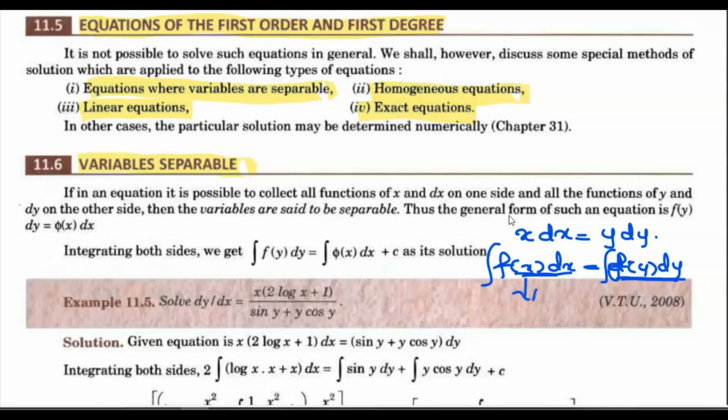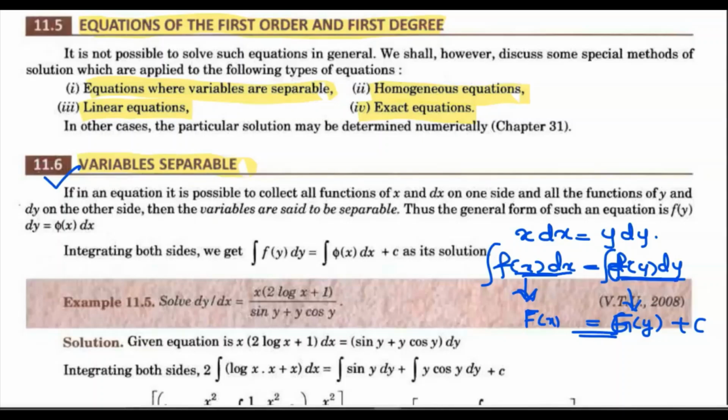This gives the integral of f(x), suppose this is capital F(x), and this gives the integral of g(y), suppose this is capital G(y), plus the constant. So this gives the solution. If in a given differential equation we can separate variables, then we can use this method, the variable separable method.